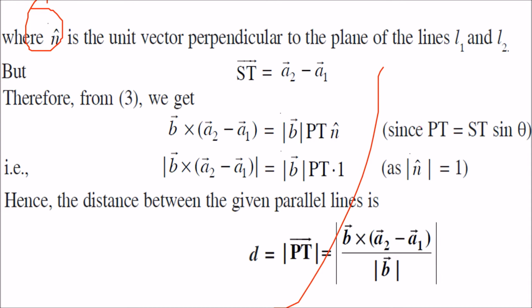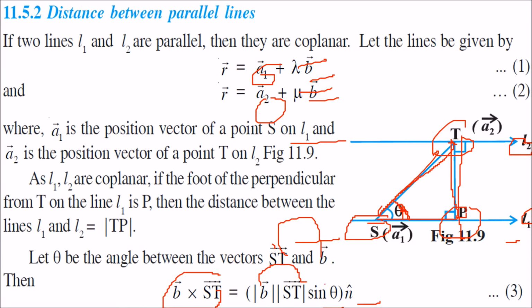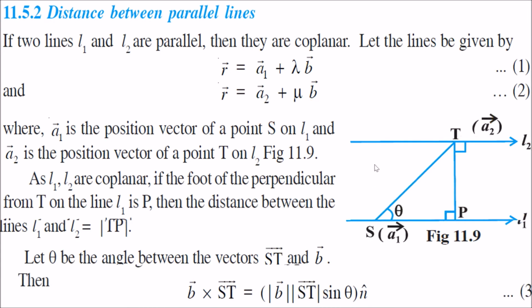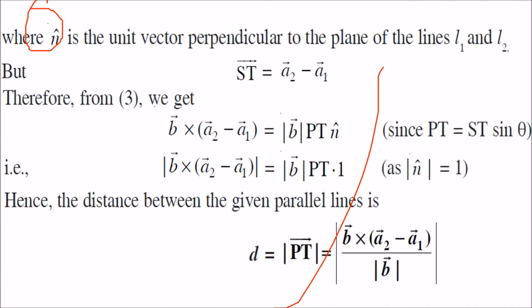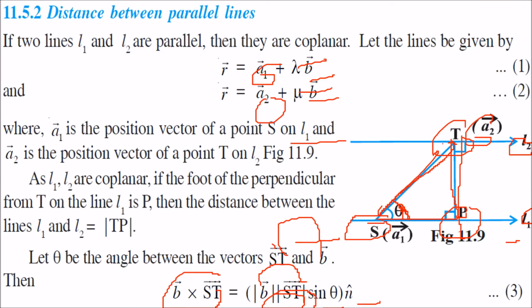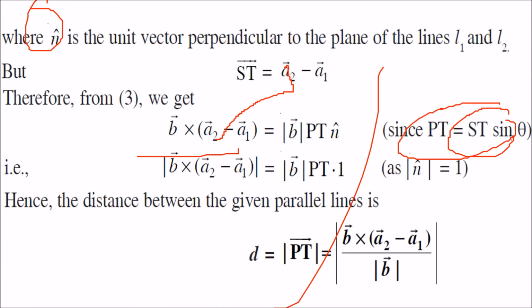And what is ST here? ST is nothing but A2 minus A1. So now just place it here, ST. B into ST is B PT. And we know that PT is nothing but ST sine theta. See, what is this TP? TP is nothing but this sine theta. Sine theta is perpendicular by hypotenuse. This is perpendicular and this is hypotenuse. So just place it, you will get the value of PT also, ST sine theta. You can just directly place it there.